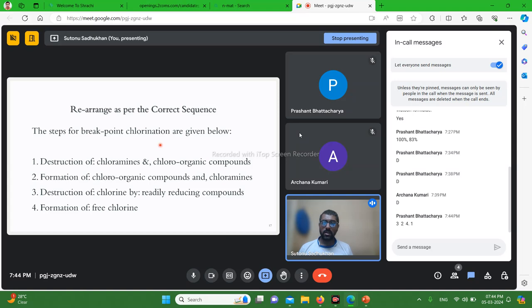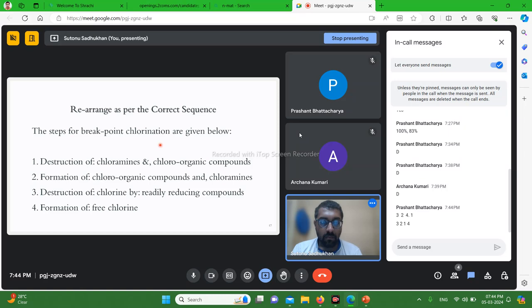Prashant is telling us 3, 2, 4, 1. Okay, Archana. Wait for 1 more minute. You can type in the chat box. Prashant is telling 3, 2, 4, 1, and then 3, 2, 1, 4. Which one will be the last one, 1 or 4? This one going to chlorine compound. Okay.